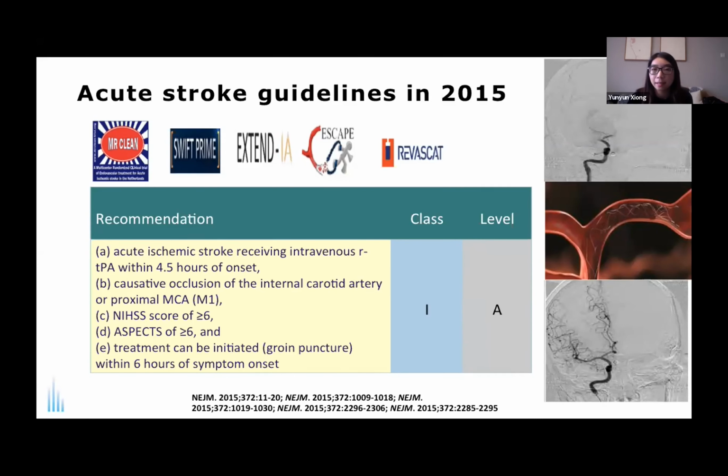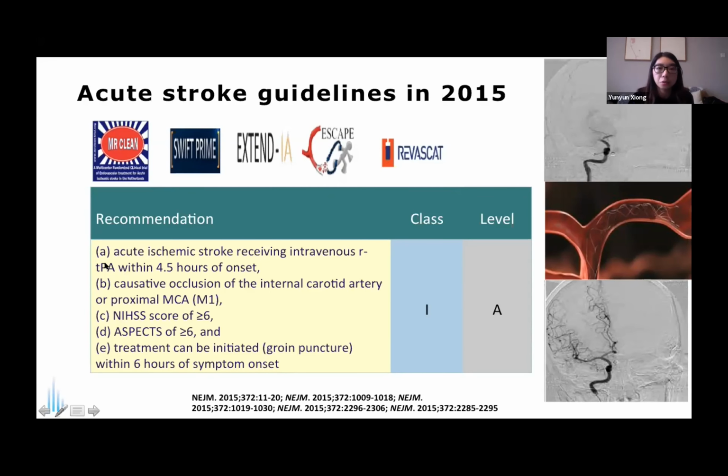Based on this technique, from 2015, five clinical trials, all published in the New England Journal of Medicine, were reported: MR CLEAN, SWIFT PRIME, EXTEND-IA, ESCAPE, and REVASCAT. These five trials proved that thrombectomy is superior to medical treatment alone. Tissue plasminogen activator used to be the first-line treatment for acute ischemic stroke.